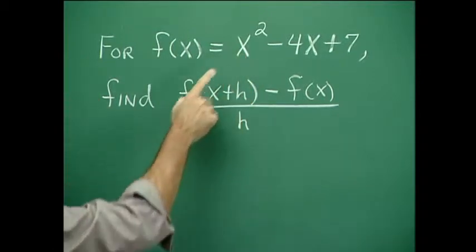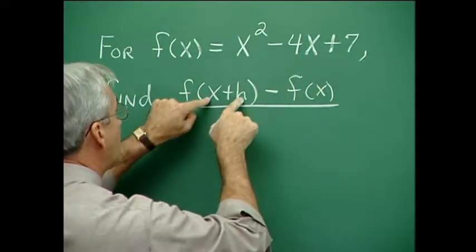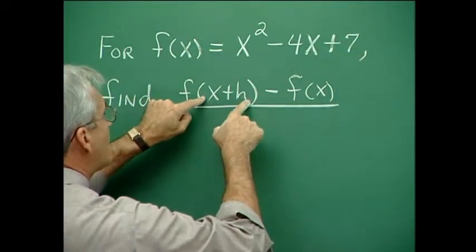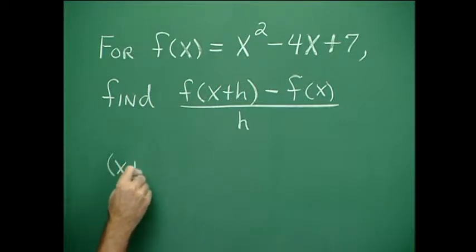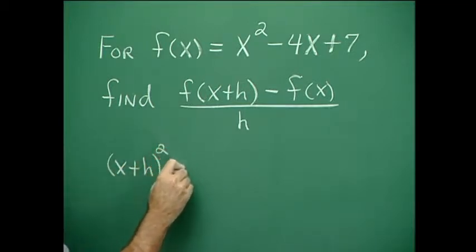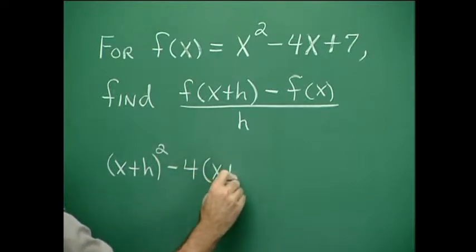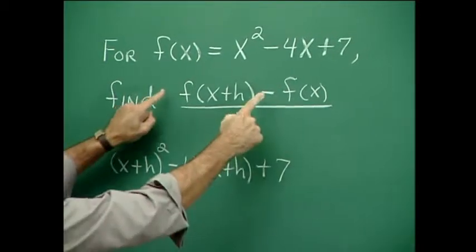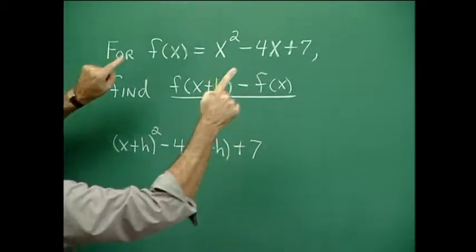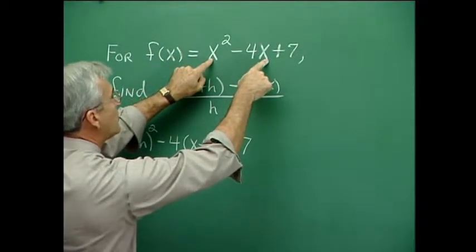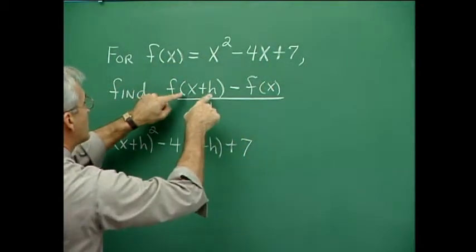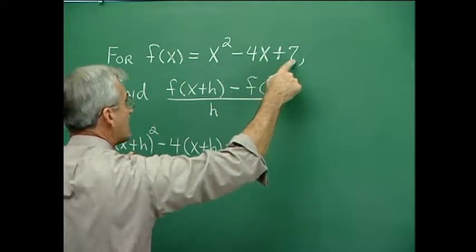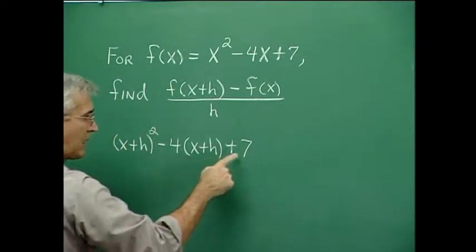So we would have this x and this x are replaced with x plus h. You see, we're going to write this whole expression and replace x with x plus h. So we'll have x plus h squared minus 4 times x plus h plus 7. All right, this then is f of x plus h, because we've taken this expression, and for these two positions of x, we have replaced with this binomial. So binomial squared minus 4 times binomial plus 7.